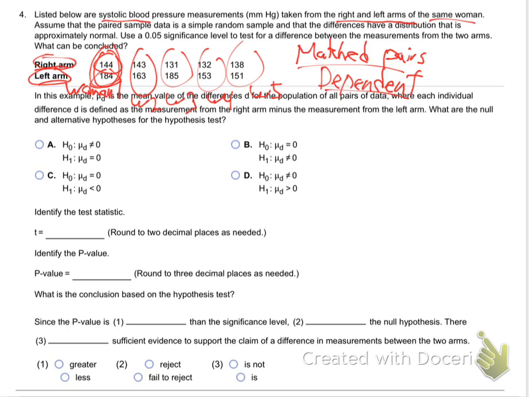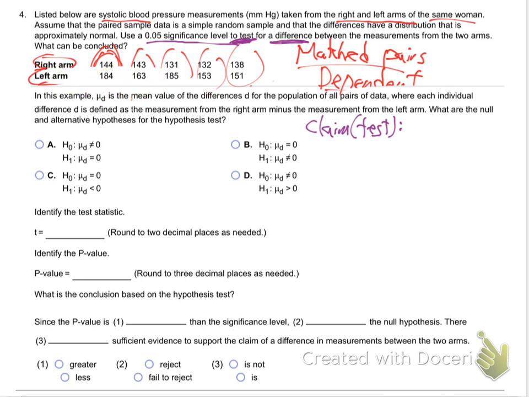All right, let's see what we got here for claim. I don't see the word claim. Do you? Where is that? To test. There's the word test. I don't see the word claim, but use a 0.05 significance level to test. To test what? For a difference. So that's what we're testing for. The claim, the test, is for a difference.